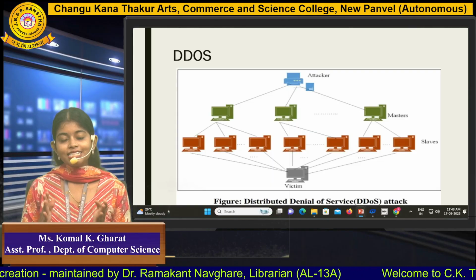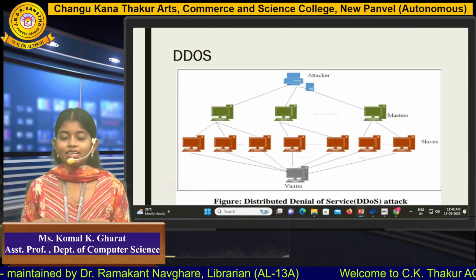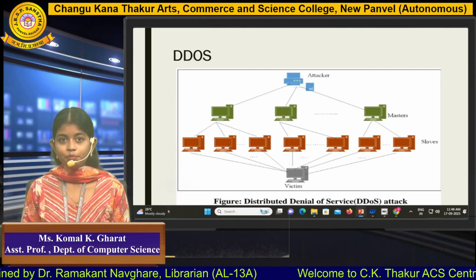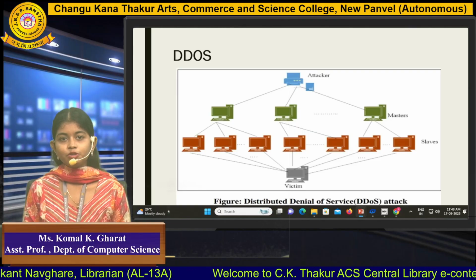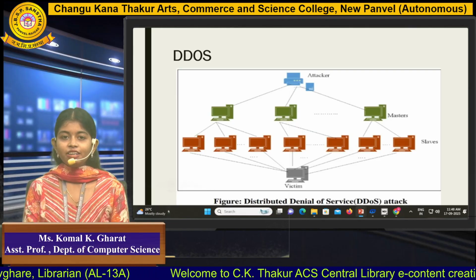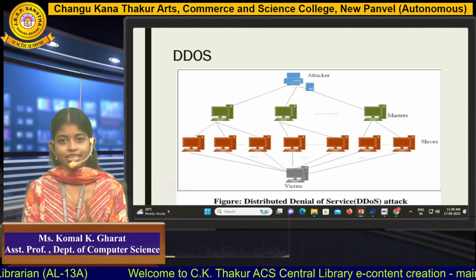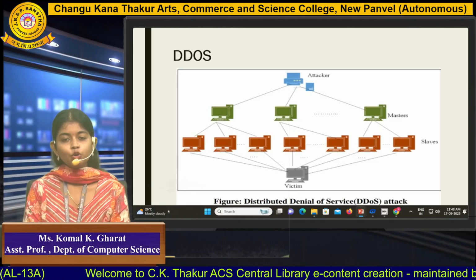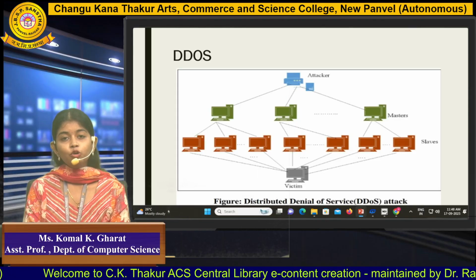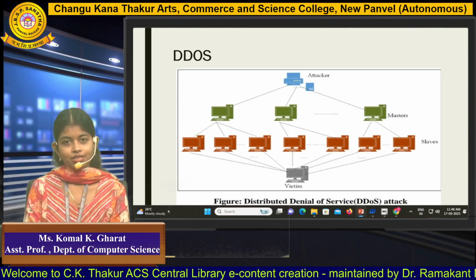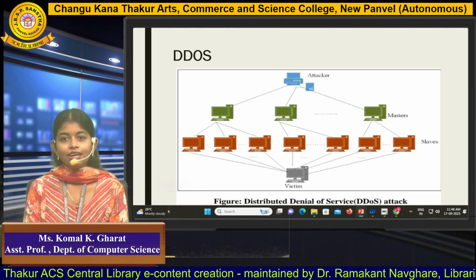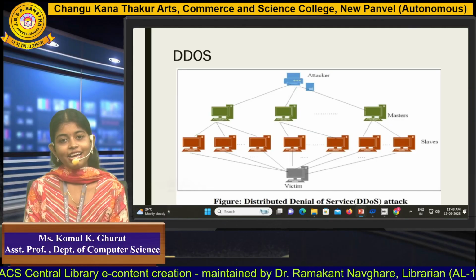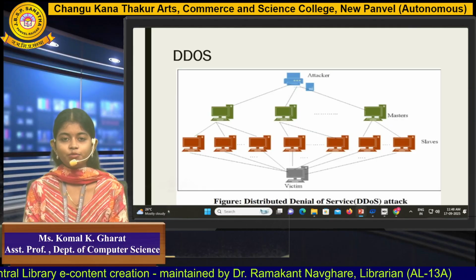Next, our main topic, DDoS. In DDoS, the attacker implements the same mechanism but at a distributed level. DDoS stands for distributed denial of service, and for that, first consider the example shown in the diagram. Blue in color is the attacker, green in color are the masters, red in color are the slaves, and gray in color are the victim machines.